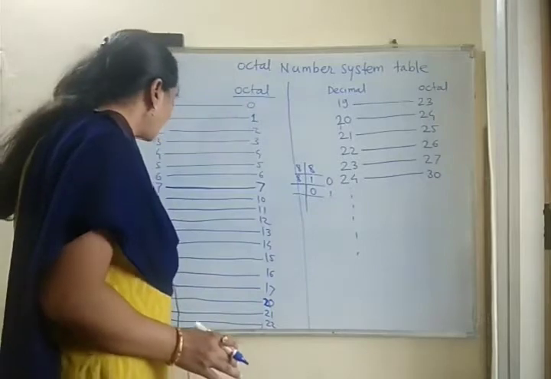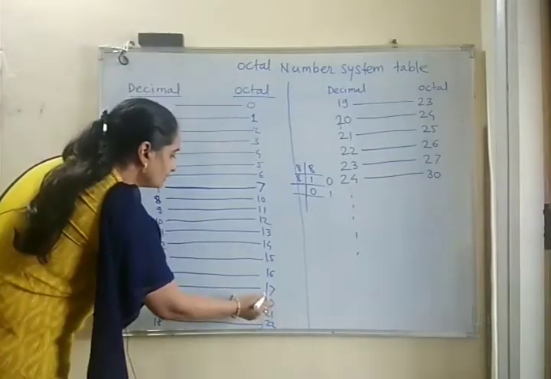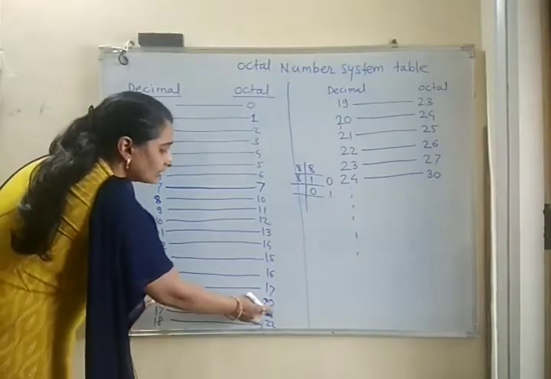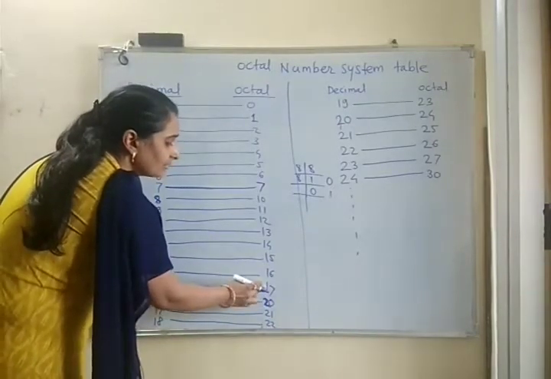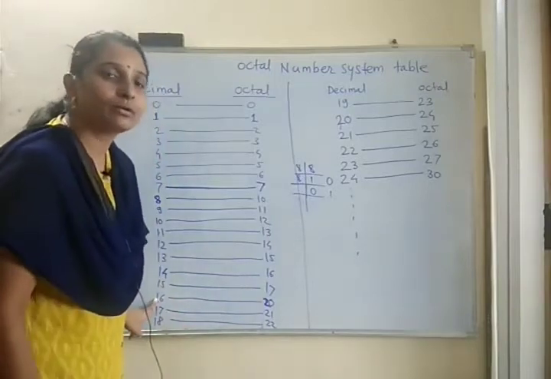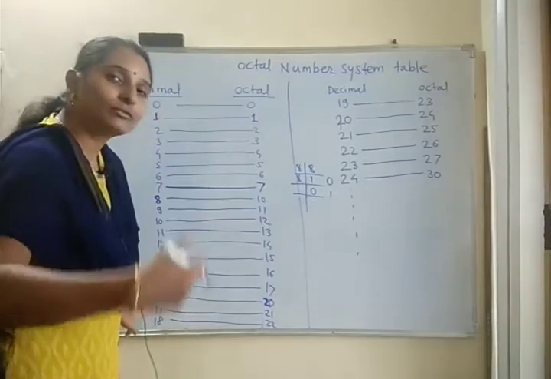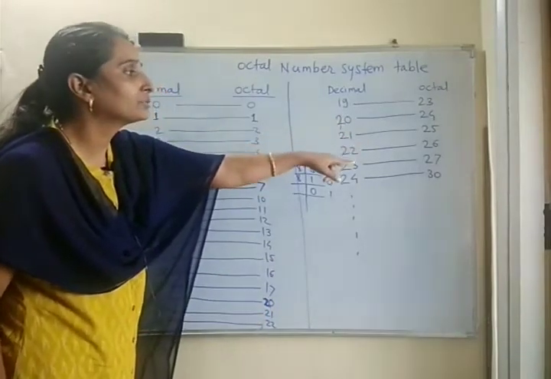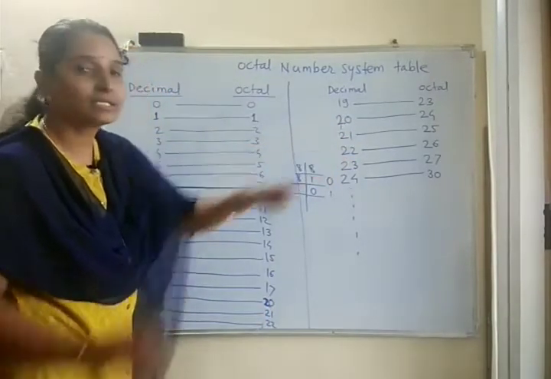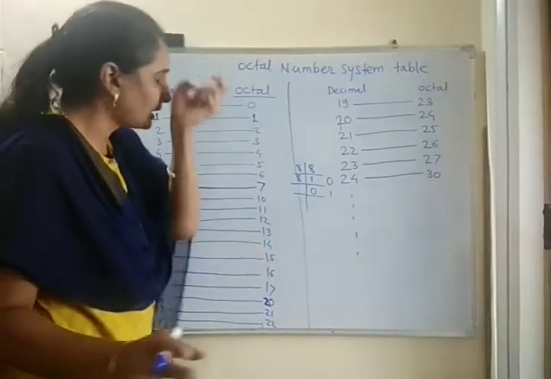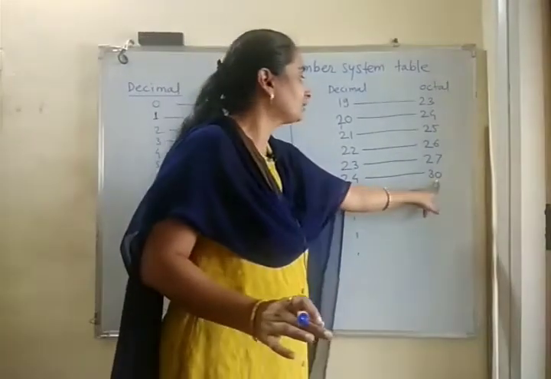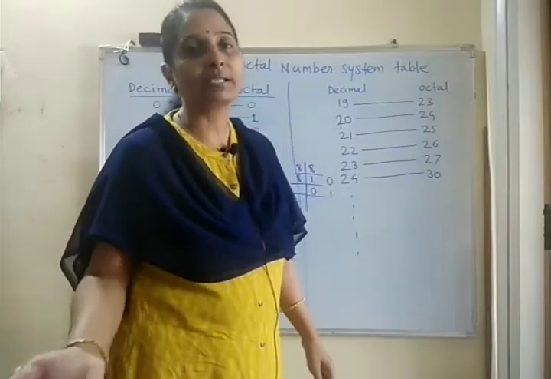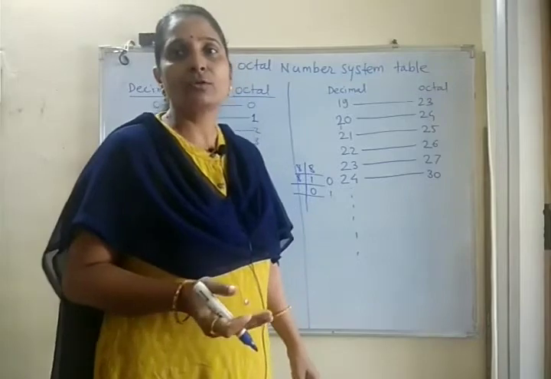After that, when 0 to 7 are completed and you are writing 16 in octal number, just replace 1 by 2. Then 3, then 4, then 5. Now 20, 21, 22, 23, 24, 25, 26, 27. After 27, 7 is the last octal digit. So after that you have to write 30, 31, 32, up to 37.